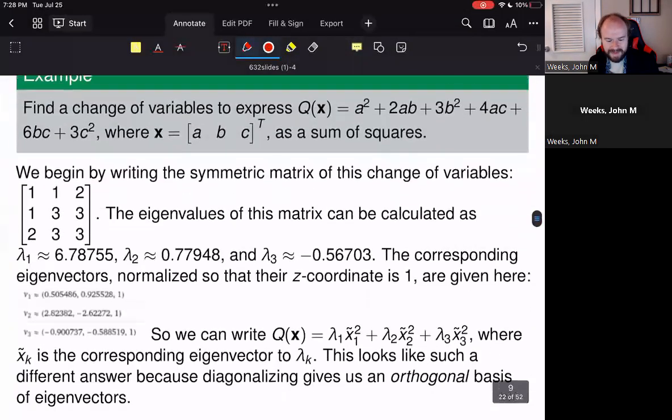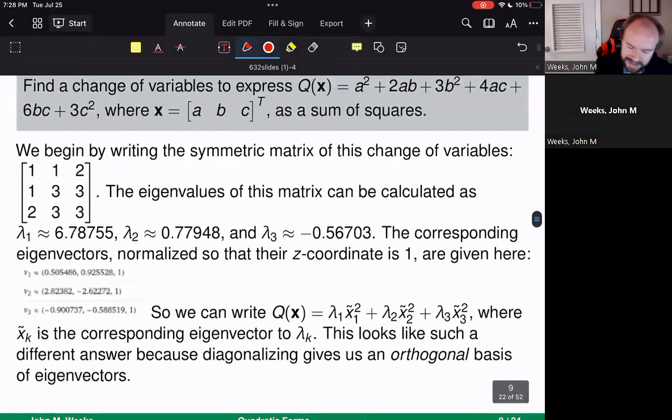So once we have all of this, we can write q of x as lambda 1. This is our eigenvalue, lambda 1, and x tilde of 1, where this is the corresponding eigenvector. So I could have just plugged this in right here and taken that coordinate to be squared, x of 1 tilde squared, for that in terms of how this looks in terms of our 3. All right. So this looks like a different answer because diagonalizing gives us an orthogonal basis of eigenvectors, okay?